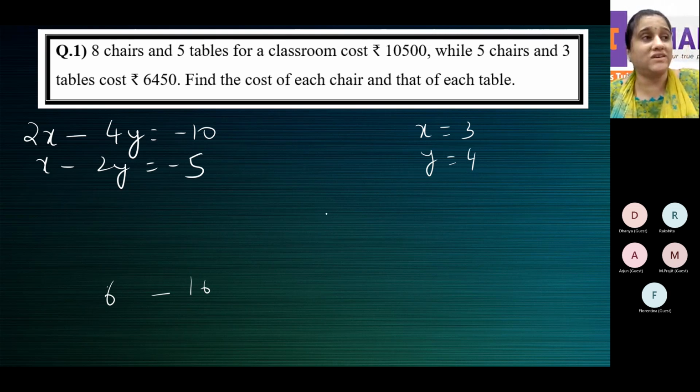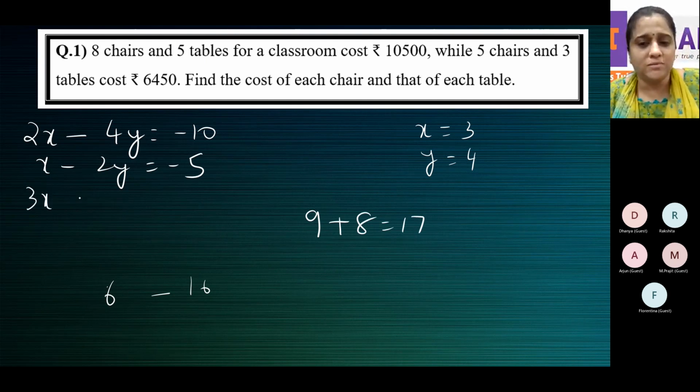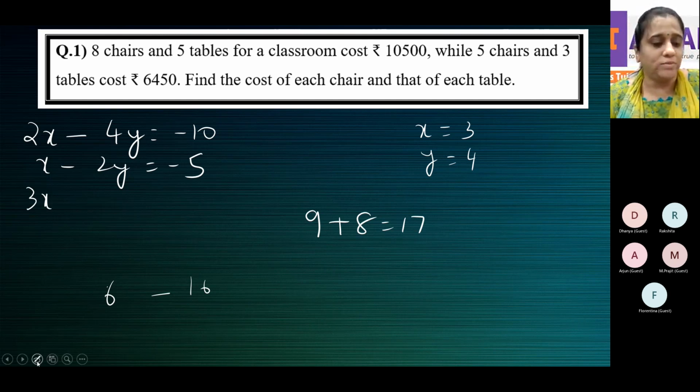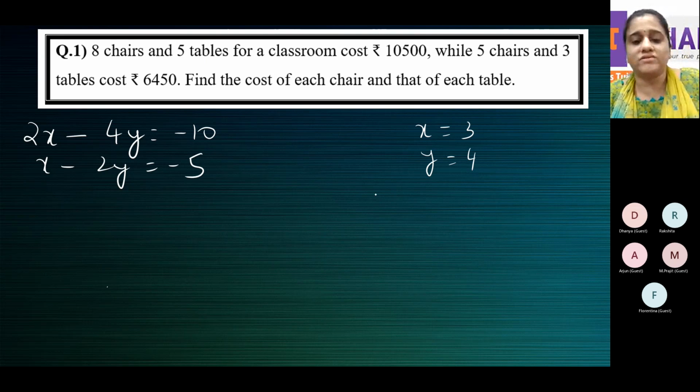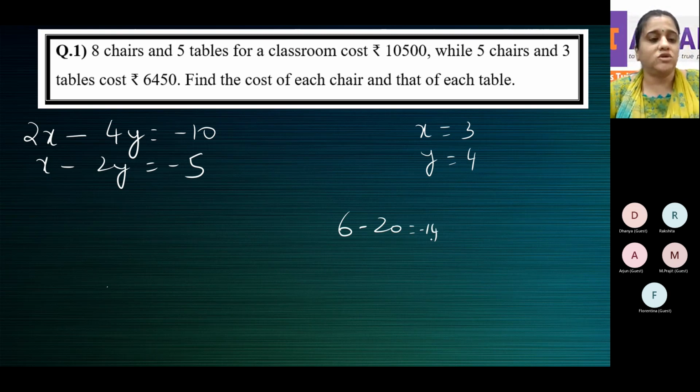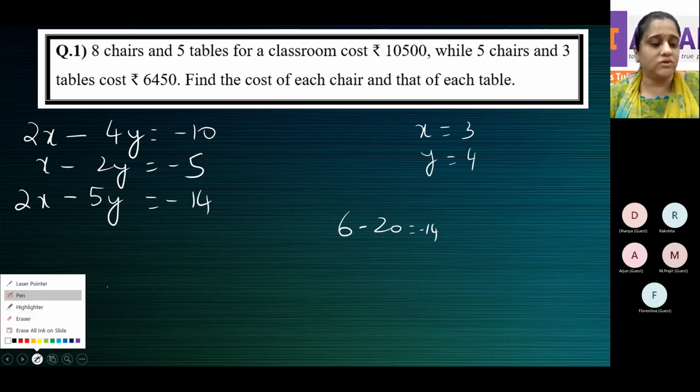And another one can be, what is 3x? 9. Then let me not say 2y because we already have 2 there. Let me say 5y. So what is 2x? 2x is 6. And what is 5y? 20. And what is 2x minus 5y? Minus 14. So 2x minus 5y, correct? Is equal to minus 14. So we have constructed two equations.